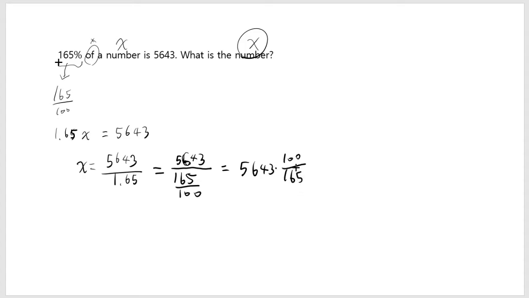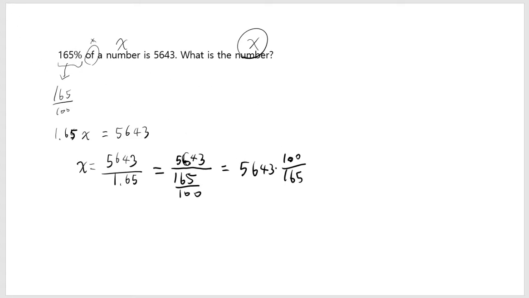And although you can just multiply this and try to divide, because you're trying to do things without a calculator, it's better if you can simplify as much as possible before you multiply. So I'm going to look at this 100 and 165 and say, hey, both are divisible by 5, so let's divide top and bottom by 5.